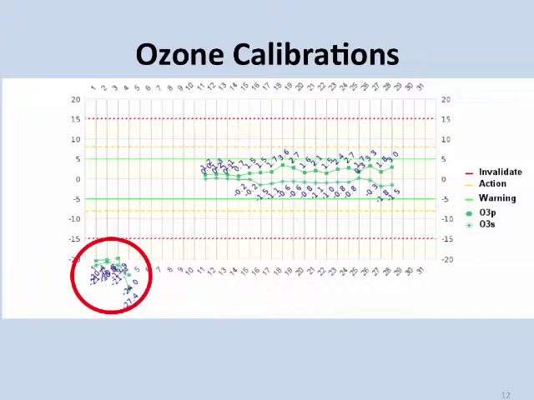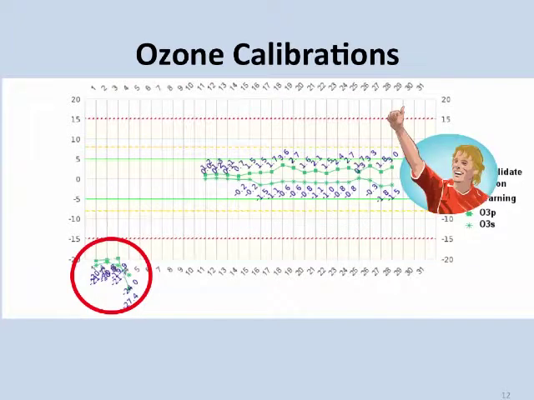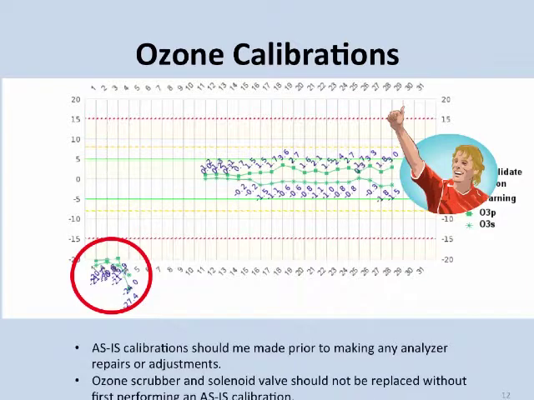So let's say everything on the analyzer looks good. All those checks come out fine. Maybe it's just due to the analyzer drifting, and we need calibration. So we perform our calibration, and after we do our calibration, our values go back and our control charts are looking good. Just a couple of notes there: you want to make sure that you're doing as-is calibrations before you do any kind of adjustments to your analyzer.